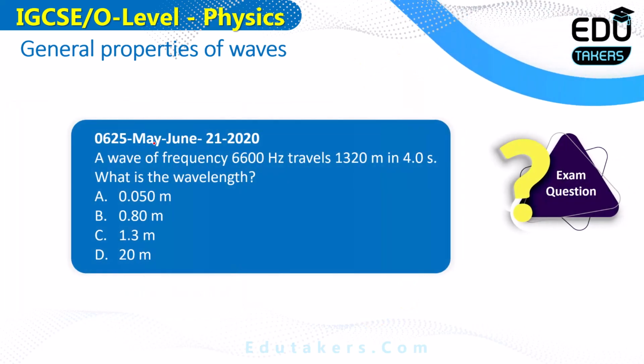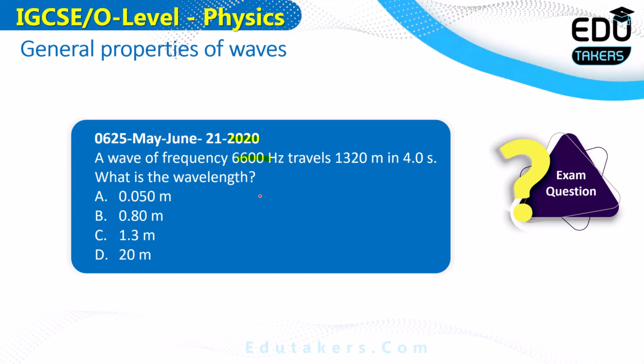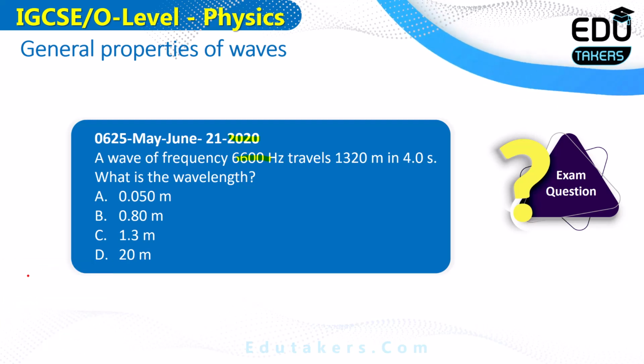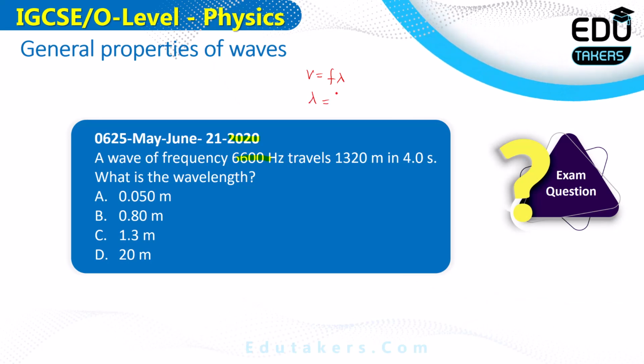Here is the exam question that appeared in May-June 2020. Let's see the statement. A wave of frequency 66 Hz travels 1320 meters in 4.0 seconds. What is the wavelength? So basically here you need to calculate the wavelength when the frequency, time and displacement are given. You know the wave equation, which is v = fλ. Here you need to find the wavelength, which is v over f. Frequency is given, which is 6600 Hz, but you don't know the wave speed. You can easily calculate the wave speed v by dividing d by t.